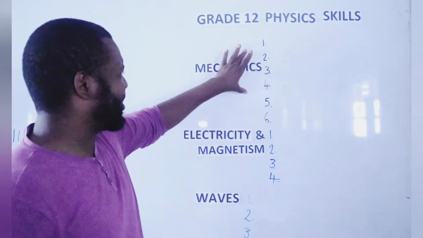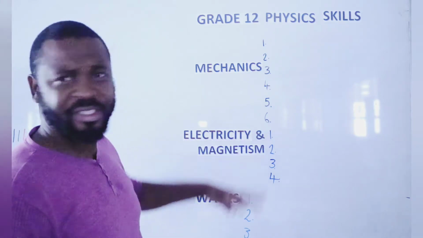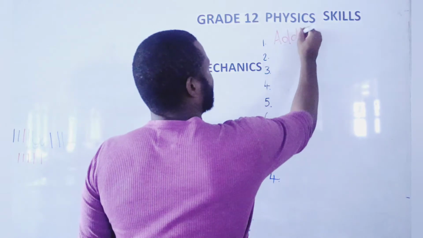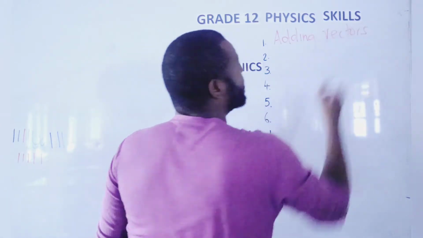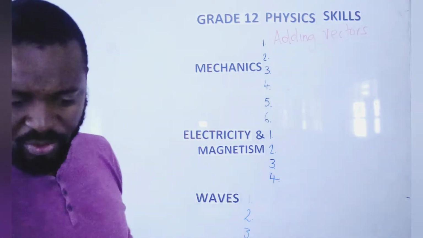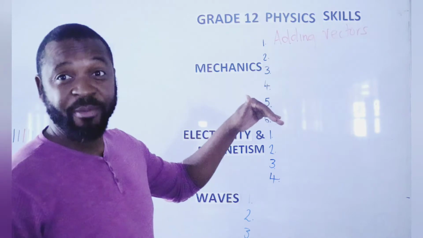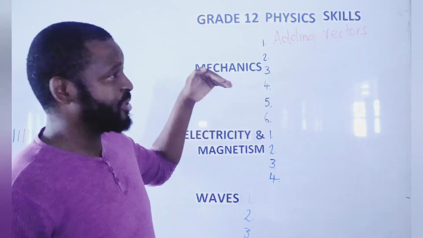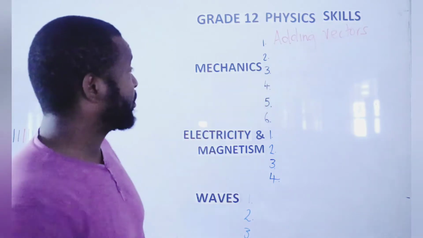Okay, so under the mechanics section, you can also break it down into probably 6 sections. The first one is to do with adding vectors. So, section number 1 is to do with adding of vectors. Adding in one dimension, adding in 2 dimensions. Do you understand this concept that a vector has got a magnitude and a direction?